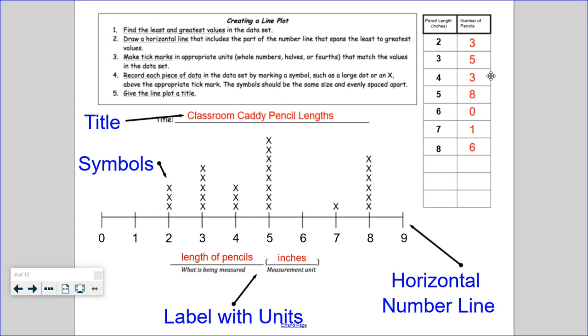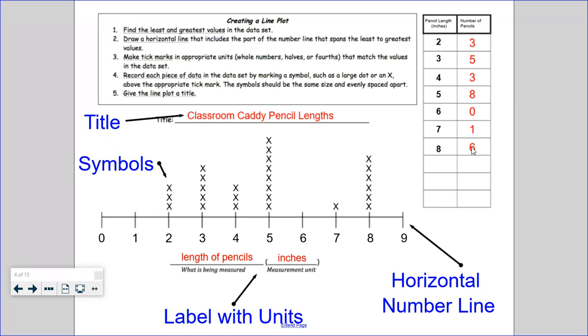So let's look at this chart here. They measured the pencils and some of them were 2 inches long. How many of the pencils were 2 inches long? 3. 3 pencils were 2 inches long. So 1, 2, 3 pencils were 2 inches long. That's what this is showing us. How many pencils were 3 inches long? 5. 5 of the pencils measured at 3 inches. So that's 1, 2, 3, 4, 5 pencils were 3 inches long.